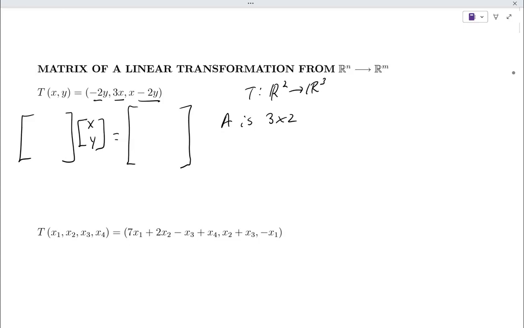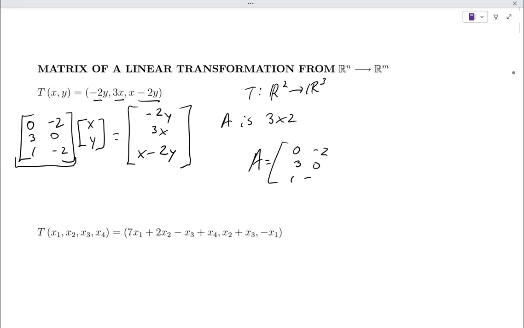0, negative 2, right? What would the second row have to be then if I'm going to get 3x? 3, 0, good. And the last one, if I'm going to get x minus 2y, 1, negative 2, good. And then you can see that if you multiply those together, you really do get what we're supposed to, correct? So this is the matrix of our transformation. Our A would be 0, negative 2, 3, 0, 1, negative 2.